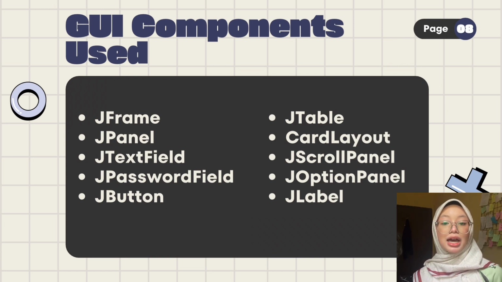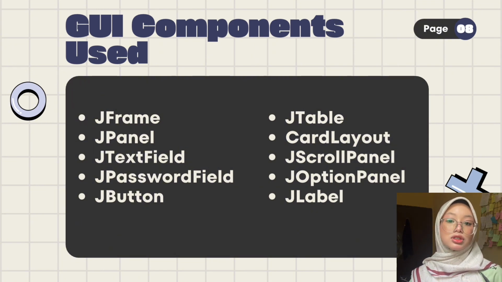We utilize JFrame as the primary top-level window container for our application, while multiple JPanel components act as our organized subcontainers to hold our buttons, forms, and text fields. Next, we look at the navigation flow, which is CardLayout. To manage layout switching seamlessly, we implemented CardLayout. Instead of confusing the user by opening multiple separate windows, CardLayout allows us to stack panels and switch between the main menu, student portal, and lecturer portal within a single cohesive frame.